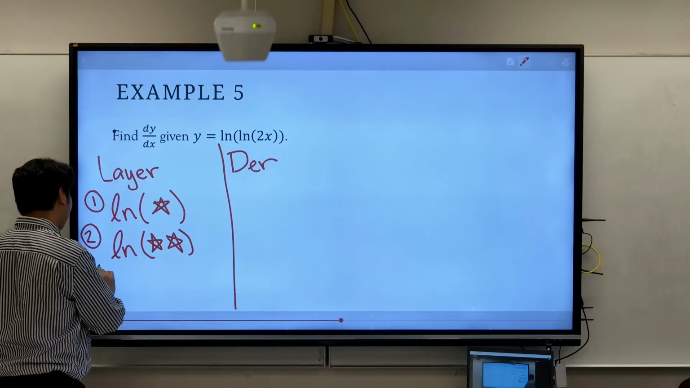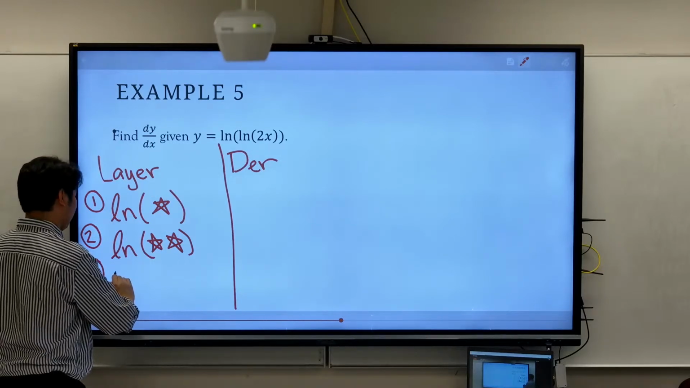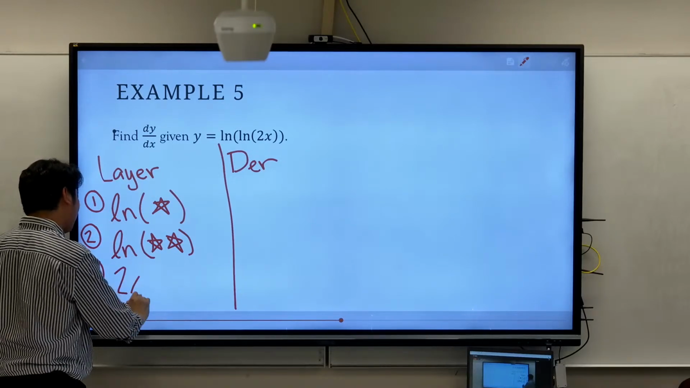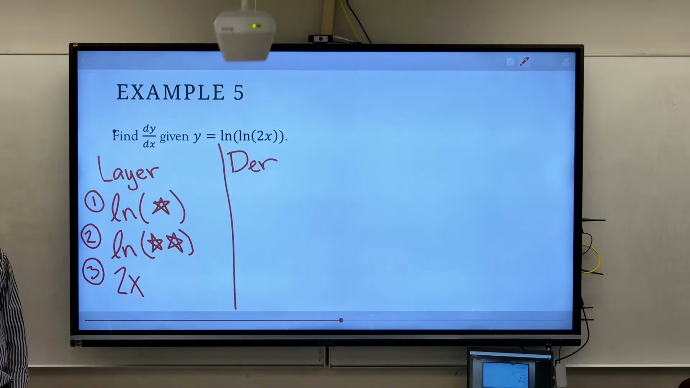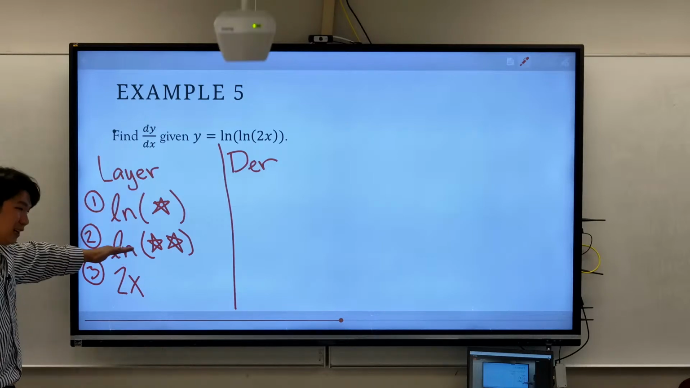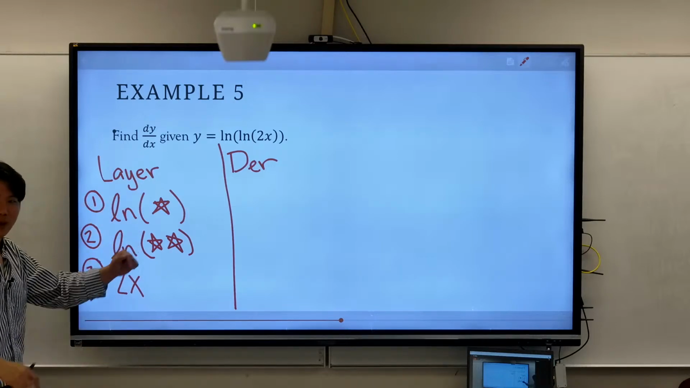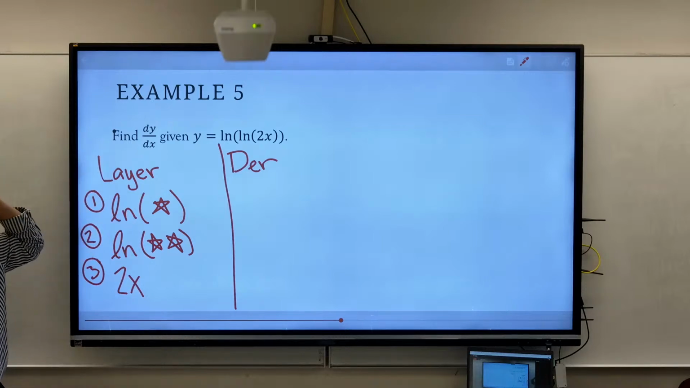And then my final layer, yeah, we have 2x. Notice here that I didn't put a star. I didn't have another layer because I've accounted for everything. The natural log of 2x. And that accounts for my entire expression right there.